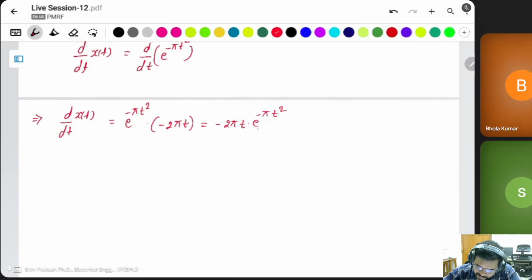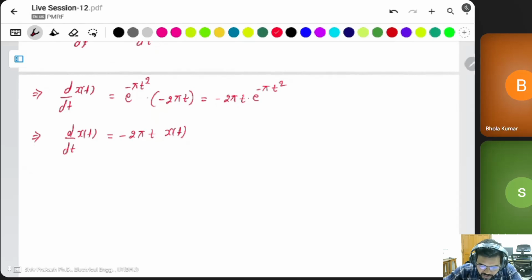This function, e to the power of minus pi t square, is the same as x(t). So you can write it this way, replacing e to the power of minus pi t square with x(t). Okay. Now you can take the Fourier transform of both sides.